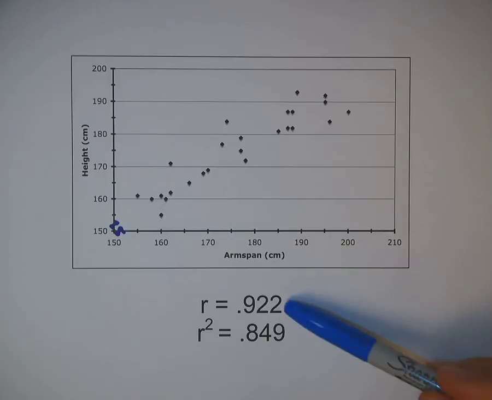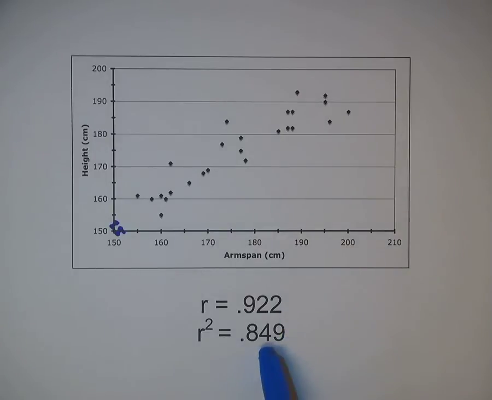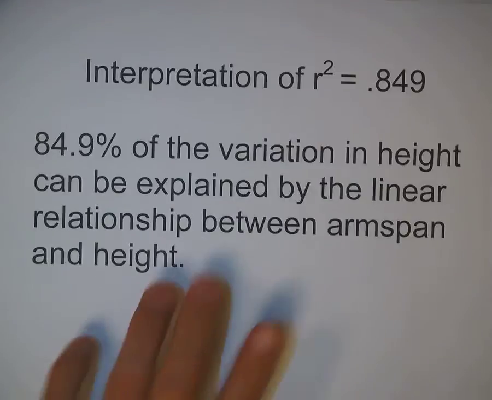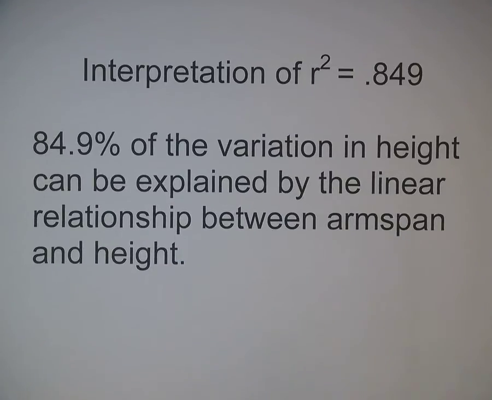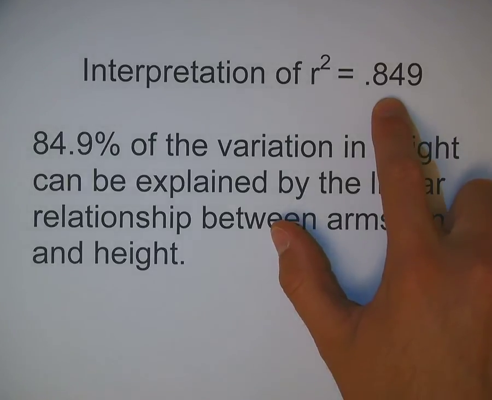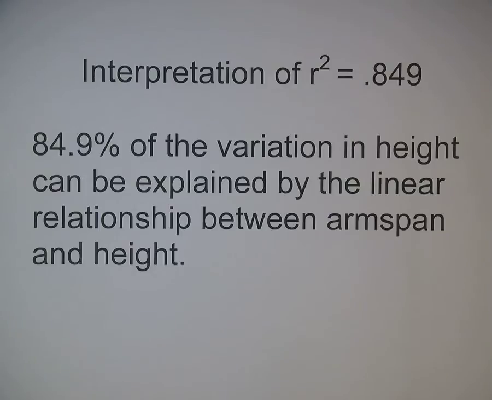Now to interpret R squared, the 0.849, all you need to do is square R to get R squared. To interpret it, we can say that 84.9% of the variation in height can be explained by the linear relationship between arm span and height. If your linear model fits the data very well, it's generally going to give you a high value of R squared. If your linear model does not fit the data, it will generally give you a lower value of R squared.